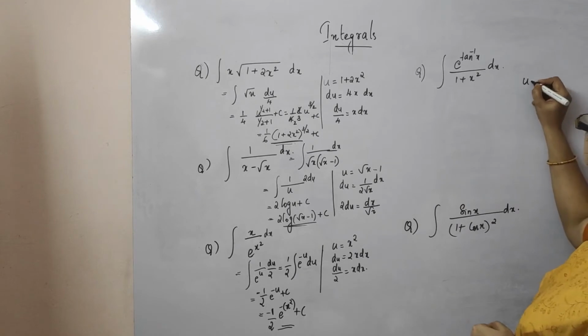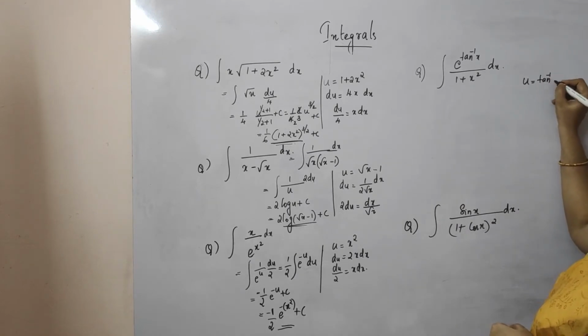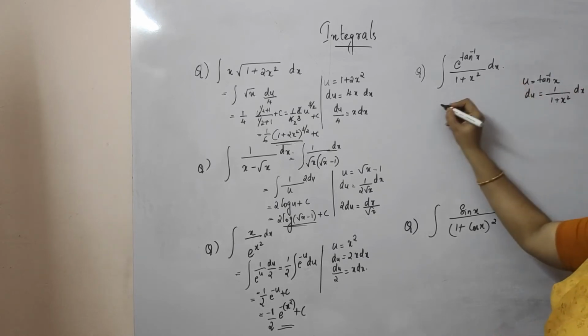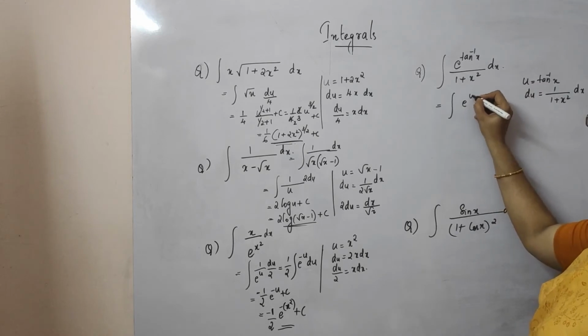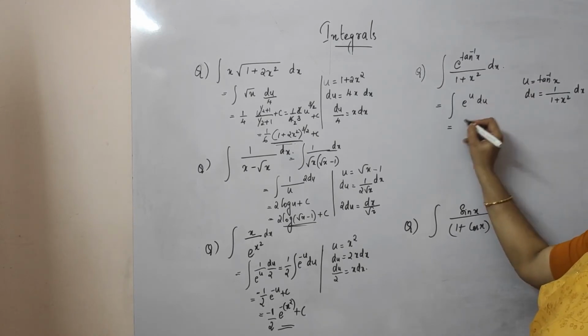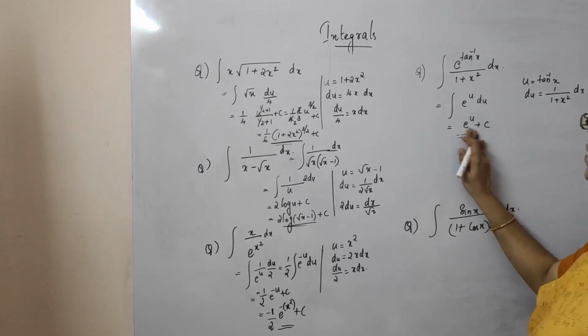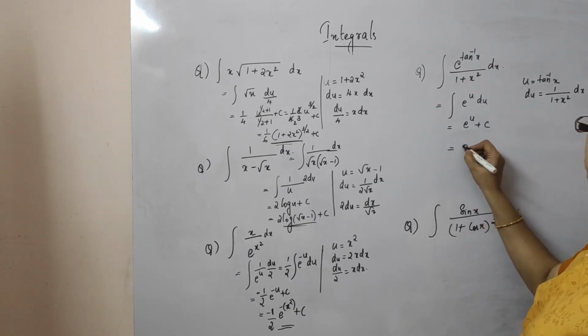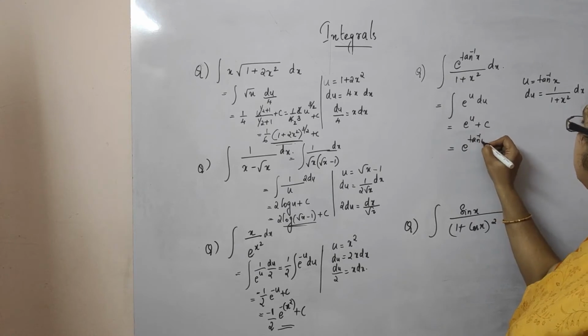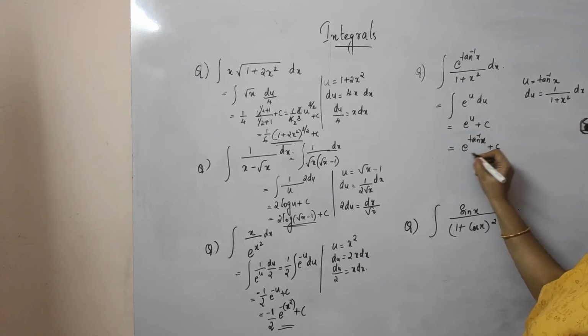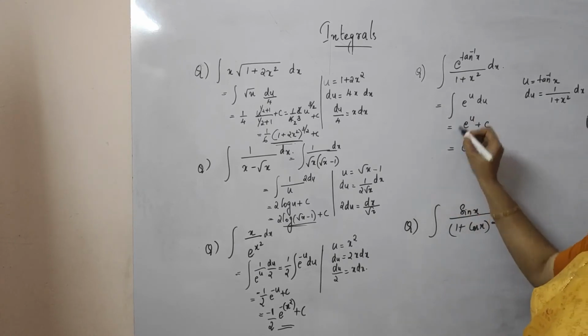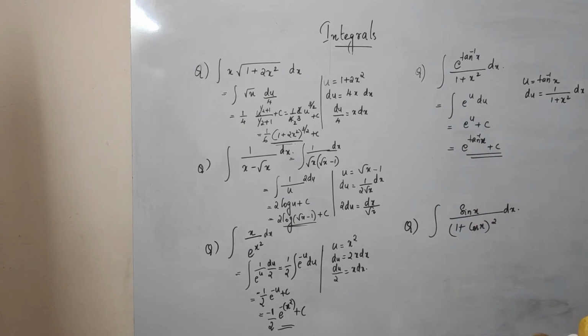I substitute u is equal to tan inverse of x. What is du now? 1 by 1 plus x square into dx. So I have this as the integral of e raised to u into du. What is the integral of e raised to u? e raised to u itself. Oh, sorry. I didn't substitute for u. That is e raised to tan inverse of x plus c. This is the integral. Okay? Yes. Now coming to the next question.